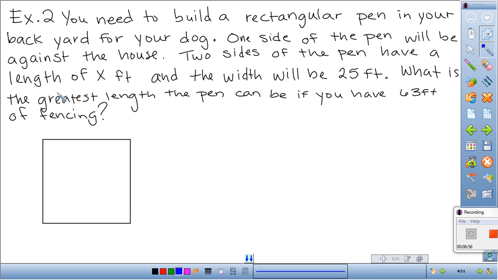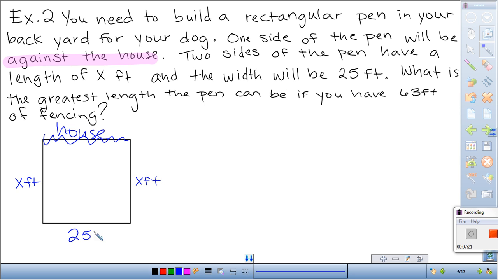It says that one side of the pen will be against the house. So I'm going to make this my house back here. Two sides of the pen have a length of x feet. So since this is out, the only two sides that could have the same length would be this side and this side, x feet and x feet. And the width will be 25 feet. So that must be this right here, 25 feet. What is the greatest length the pen can be if you have 63 feet of fencing? So they're asking, what is this x going to be? What's the greatest length it can have if your total is 63 feet?